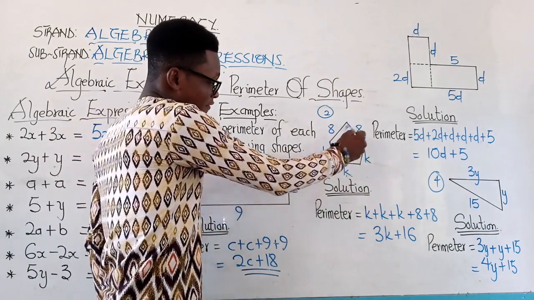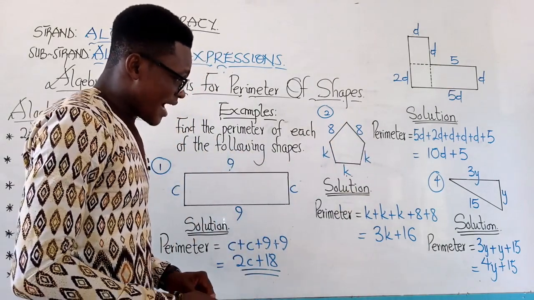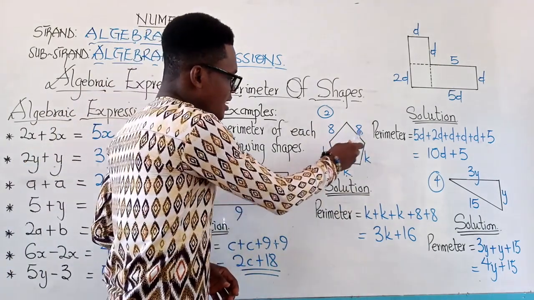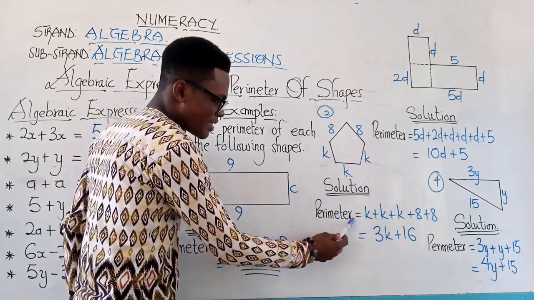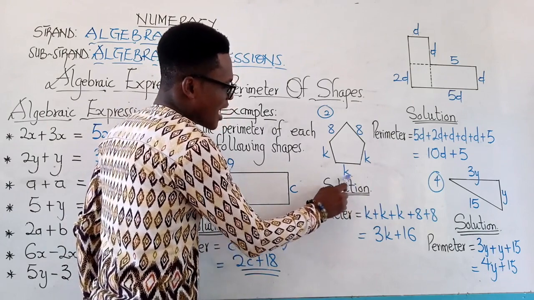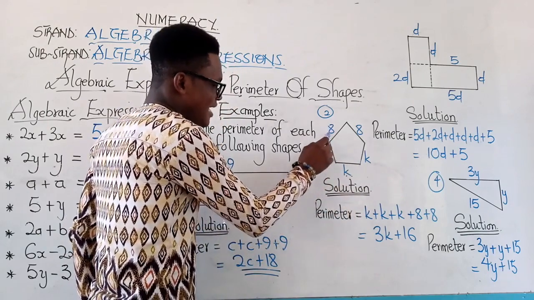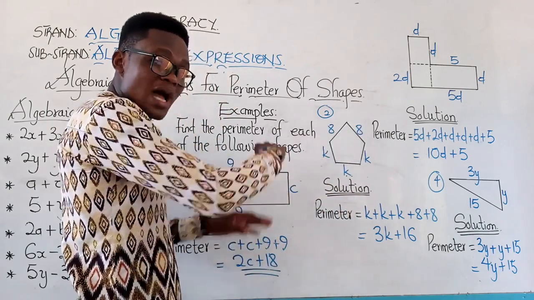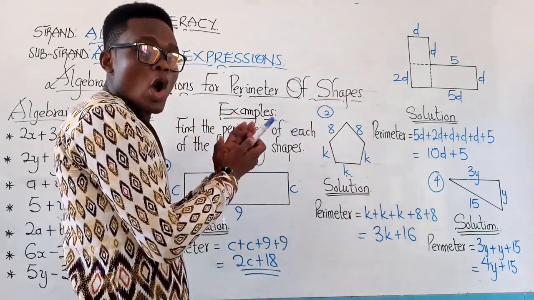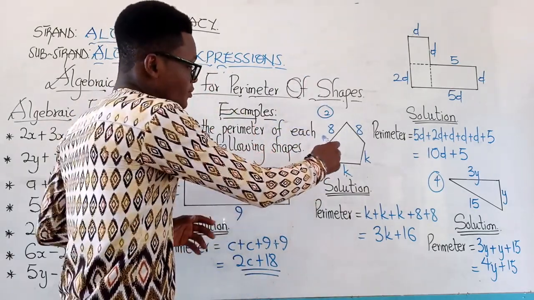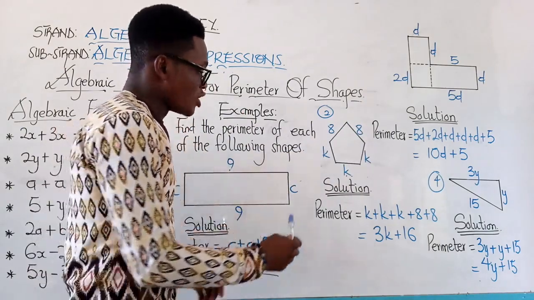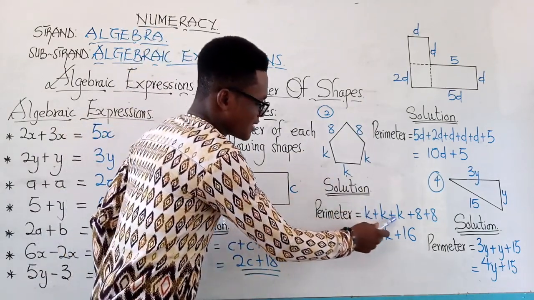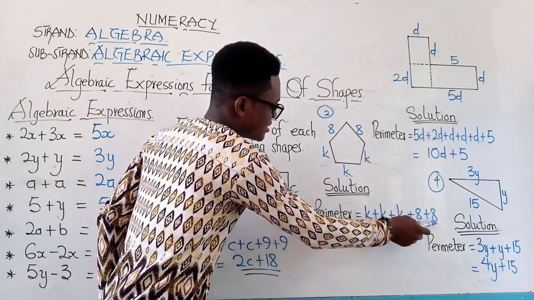Now let's move on to this pentagon. Okay, it has 5 sides. So we have 8, K. The perimeter is the solution for this. So the perimeter will be equal to K plus K plus K plus 8 plus 8. For the perimeter, you add or sum up all the values around the shape.